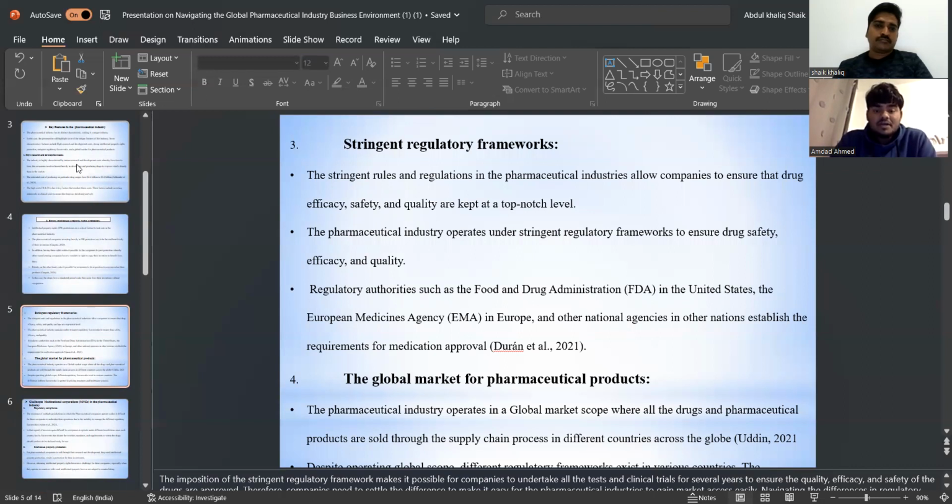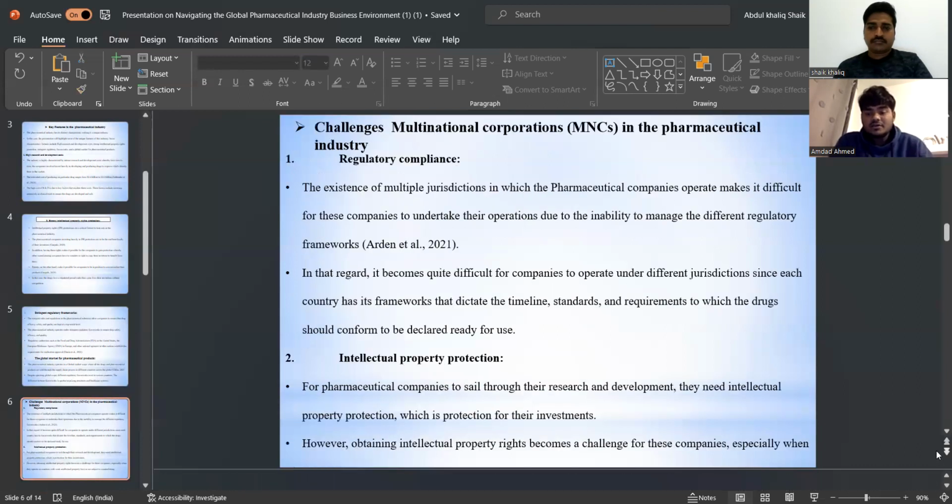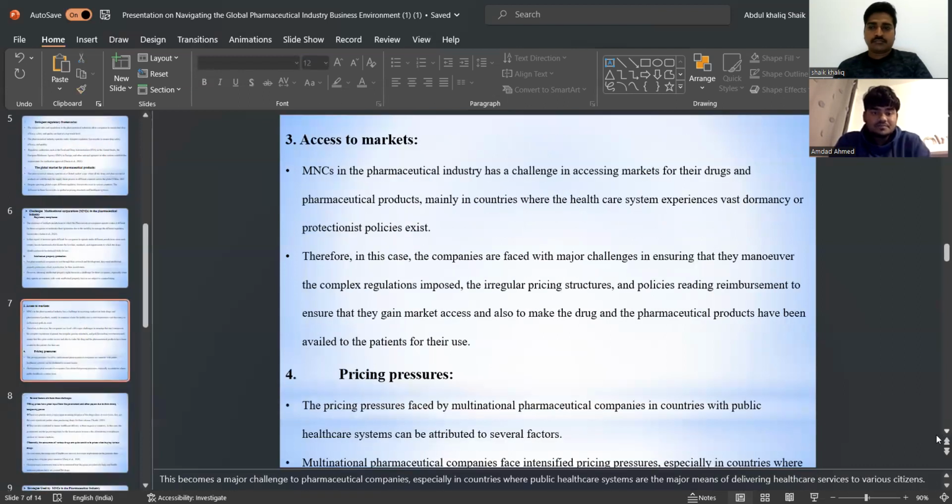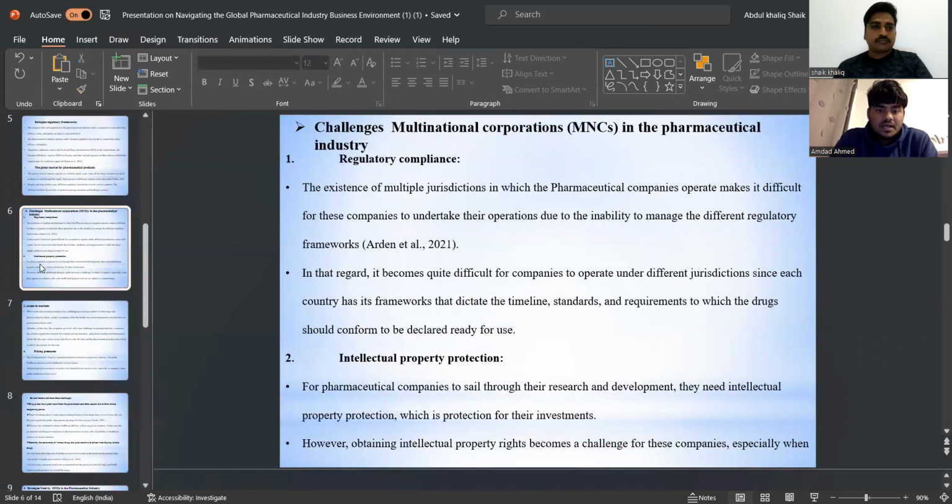The global market for pharmaceutical products. The pharmaceutical industry operates in a global market scope where all the drugs and pharmaceutical products are sold through the supply chain process and in different countries across the globe. Access to market challenges for multinational corporations, MNCs, in the pharmaceutical industry.